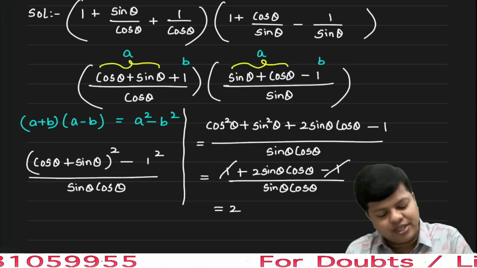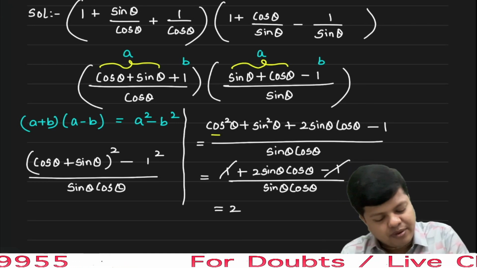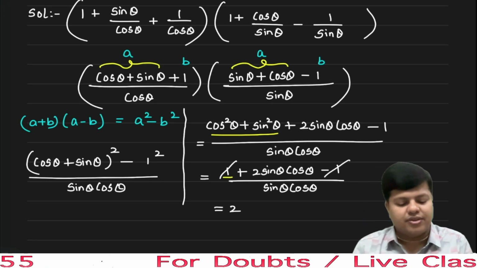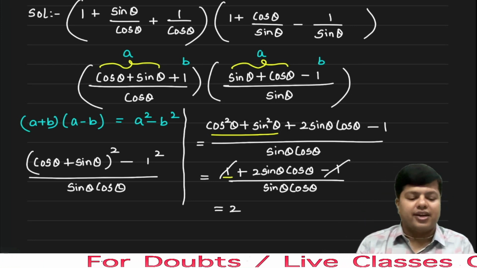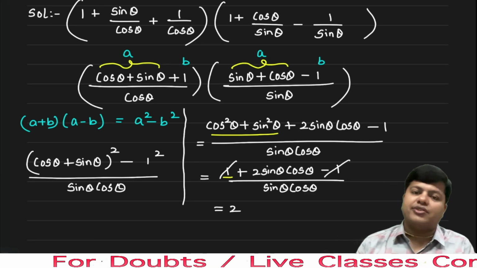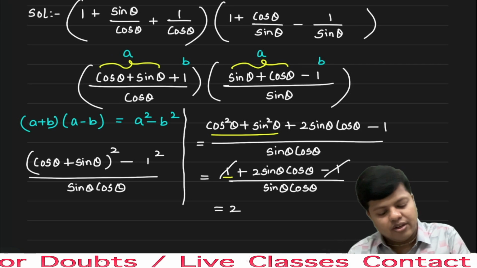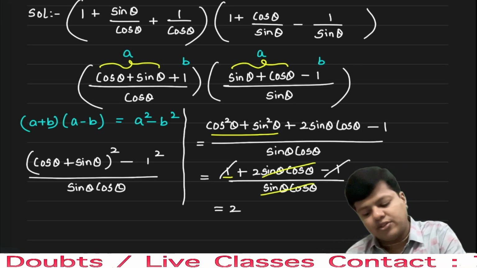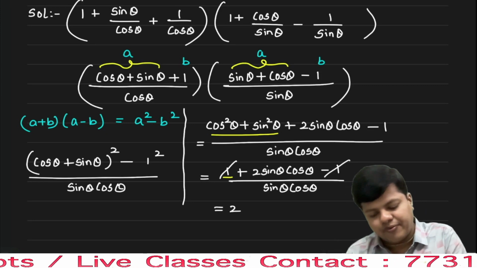See how you got this as 1? Because of this. You understood, no? So cos square theta plus sin square theta is 1. This is 1. So 1 and minus 1 got cancelled. And then 2 sin theta cos theta by sin theta cos theta is left. Next step, you should not cancel here, student. If you cancel here, it is wrong.